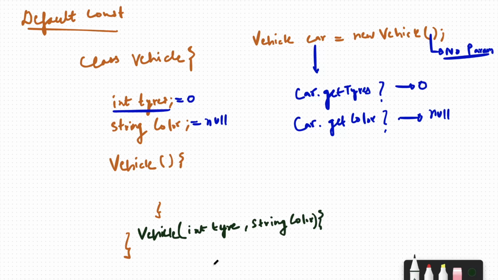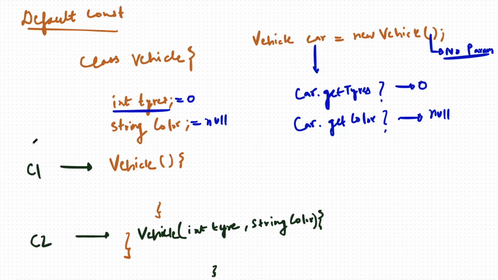Here I am doing two things. The first thing is I have defined my constructor number 1 and this is my constructor number 2. Constructor number 1 has no parameters. And constructor number 2 has 2 parameters. It is legal to define 2 constructors in a class, one with no parameter and one having parameters.